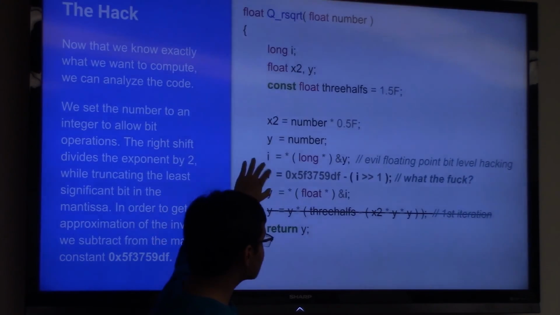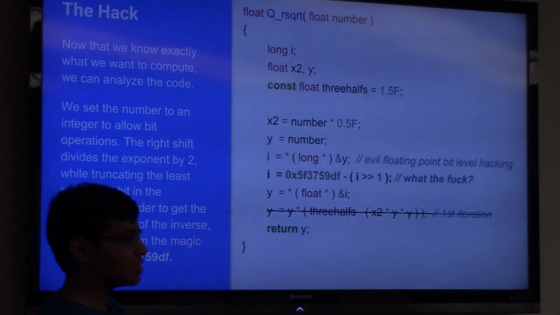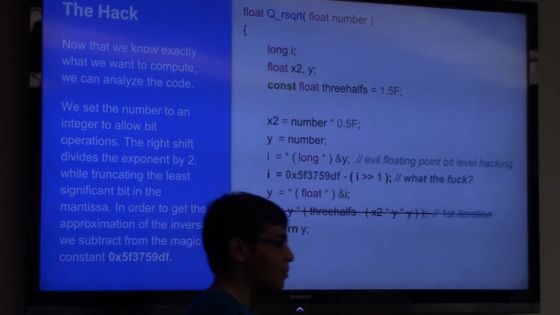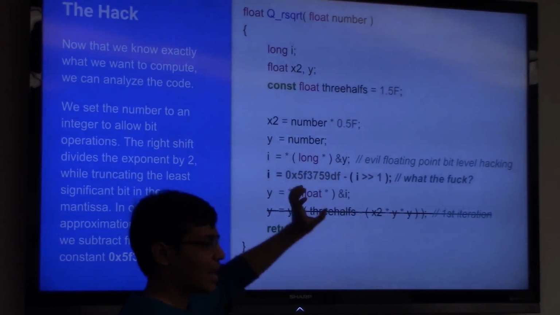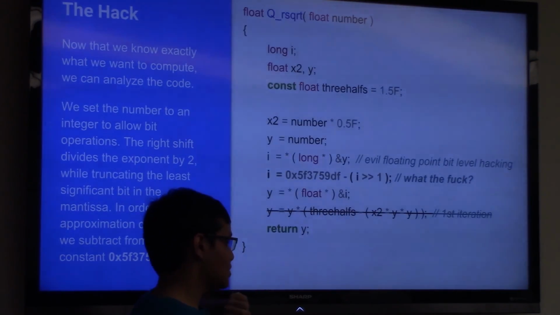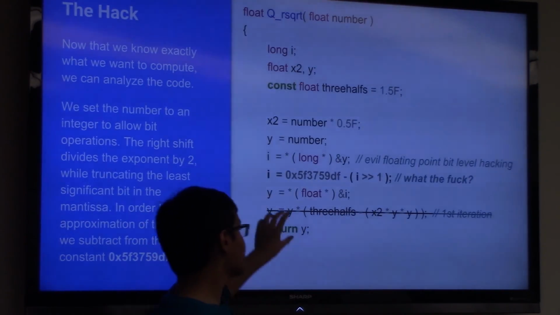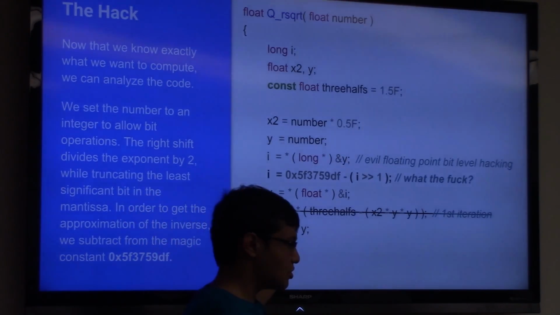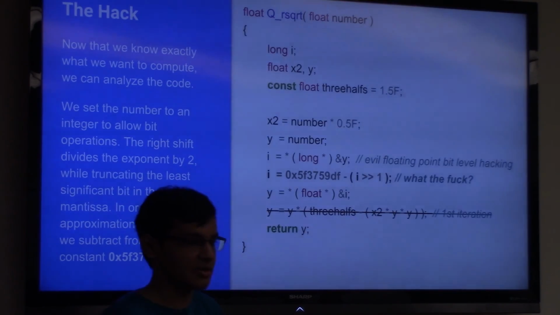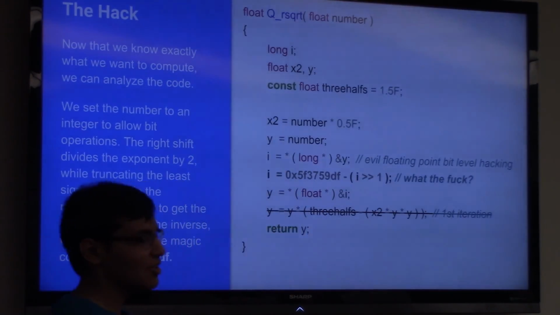Again, this line right here is just converting from float to int, so you can apply a bit shift operation to it, which you do here. Then you subtract it from a magic number that you've computed, which gives you very good initial guesses. Then you retypecast it to a float, and then you do an iteration, a Newton iteration over it, and then you return your answer. And that's all the hack really is.